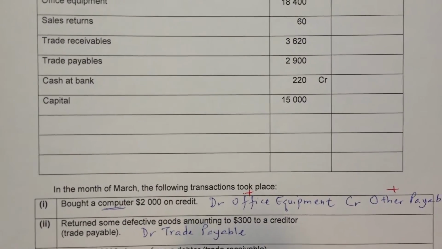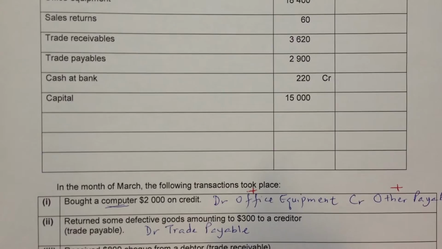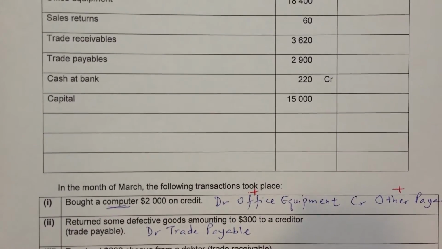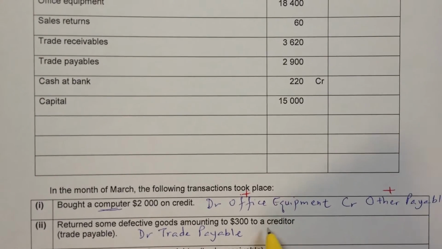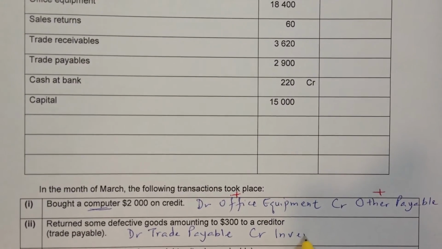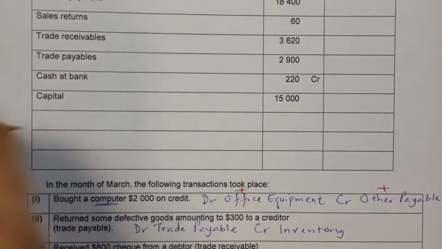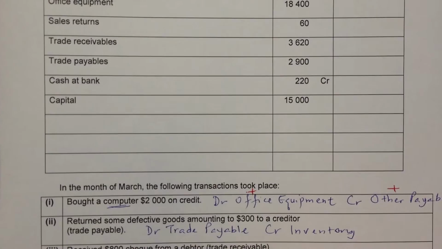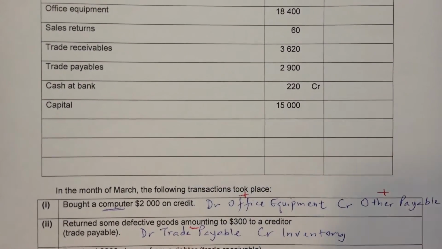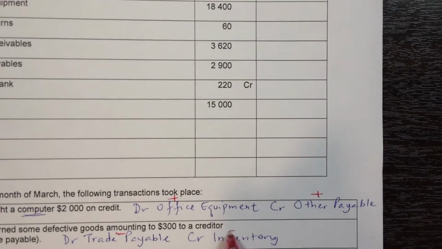Now, when you return goods, inventory goes down. So the account name inventory, which is an asset, is reduced. Therefore, we credit. Debit trade payable, we subtract. Credit inventory, we also subtract.